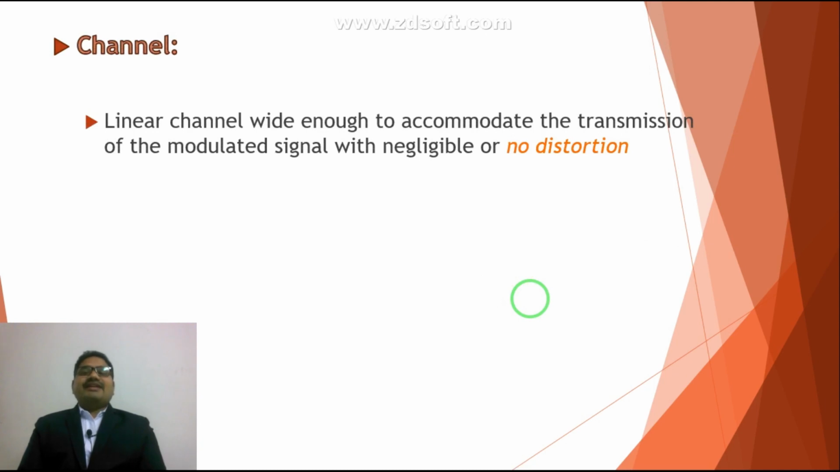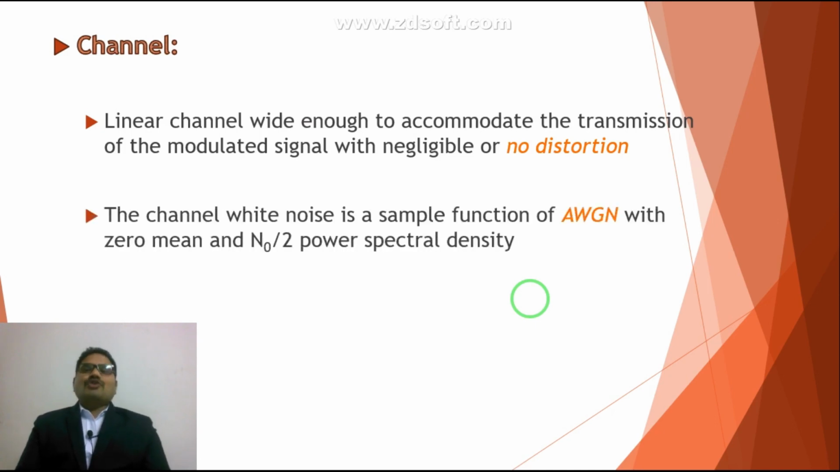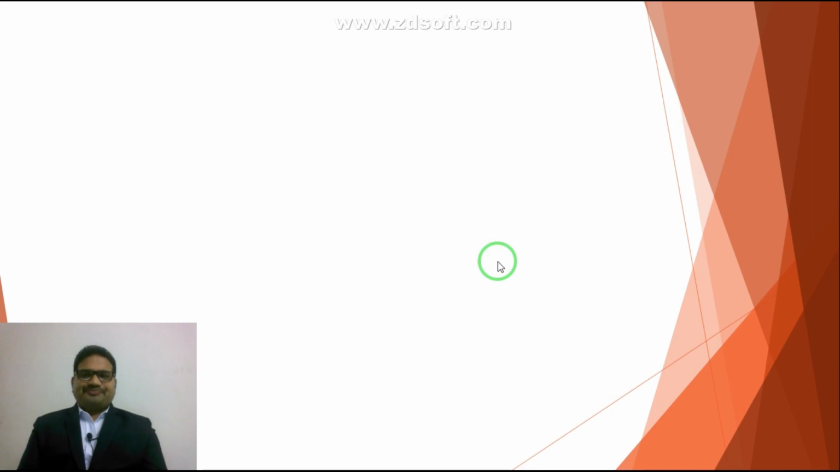Now talking about the channel. It is a linear channel wide enough to accommodate the transmission of the modulated signal with negligible or no distortion, because this is a characteristic that we expect from the channel. Also, the channel white noise is a sample function of white Gaussian noise. As we studied in the previous lecture, white Gaussian noise has zero mean and power spectral density of N0 by 2 over a large frequency range.